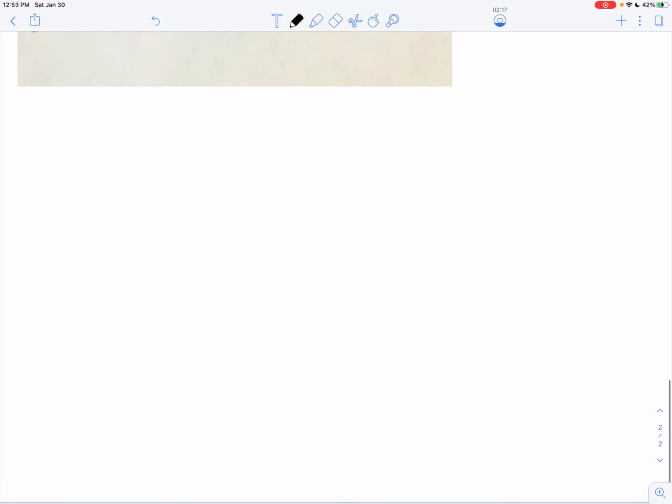That's the answer key, but I don't want you to be looking at that right now. Let's just talk about composite functions.